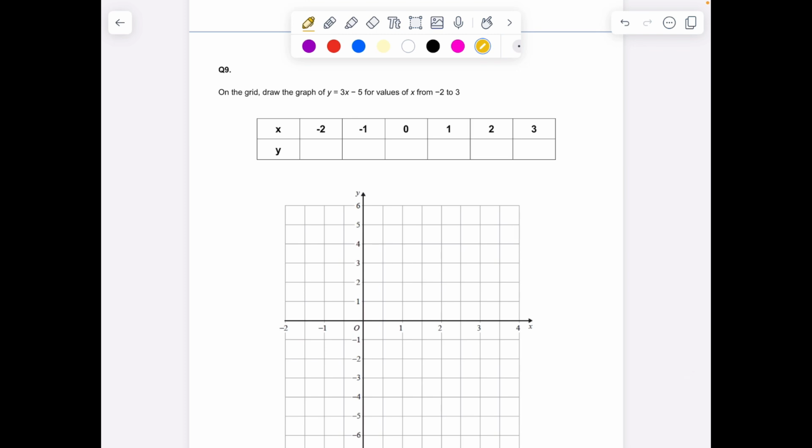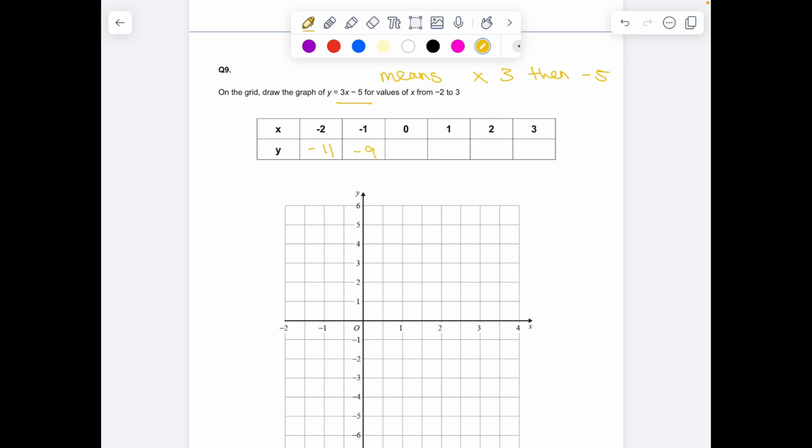Next one, we're going to draw this. So we know that 3x take away 5 means times by 3, then subtract 5. So for each of these values of x, I'm going to times them by 3, then take away 5. So minus 2 times 3 is minus 6, take away 5 is minus 11. Minus 1 times 3 is minus 3, then take away 5 is minus 8.